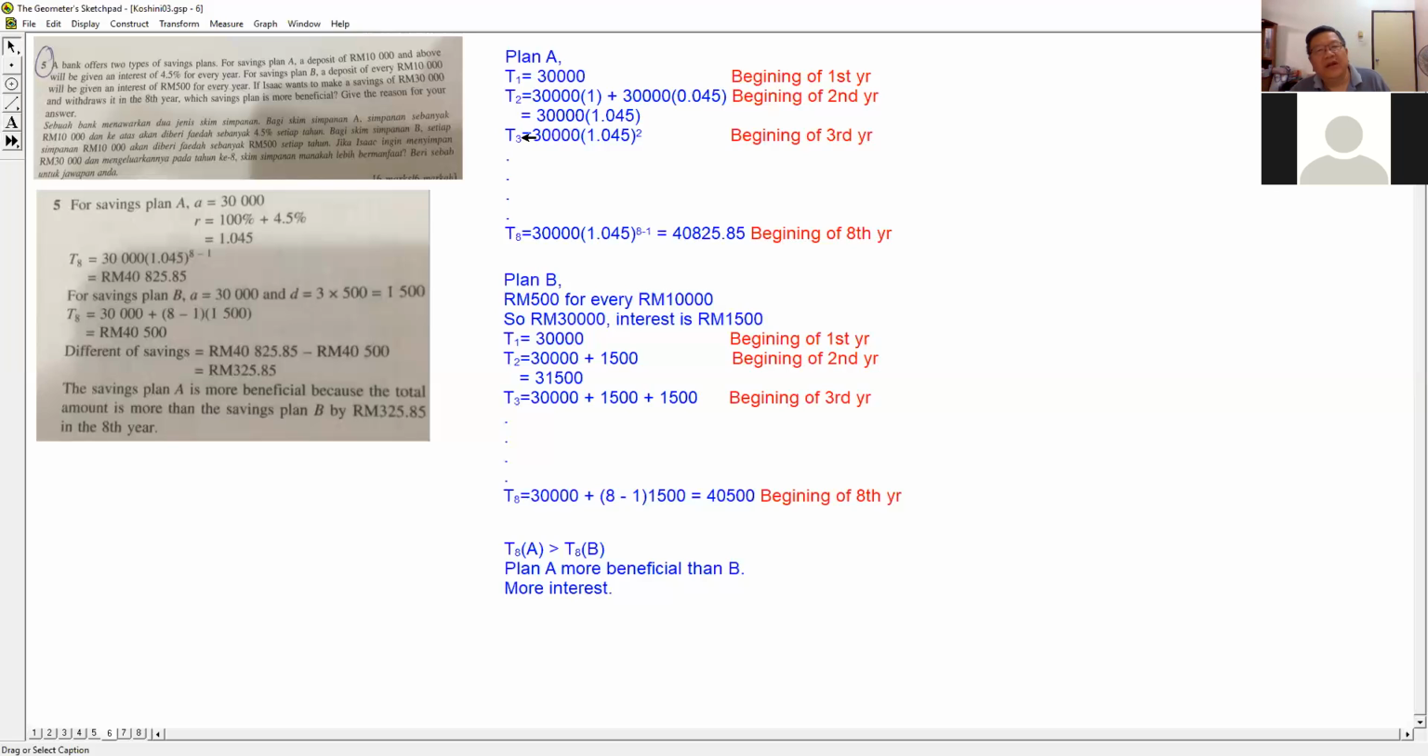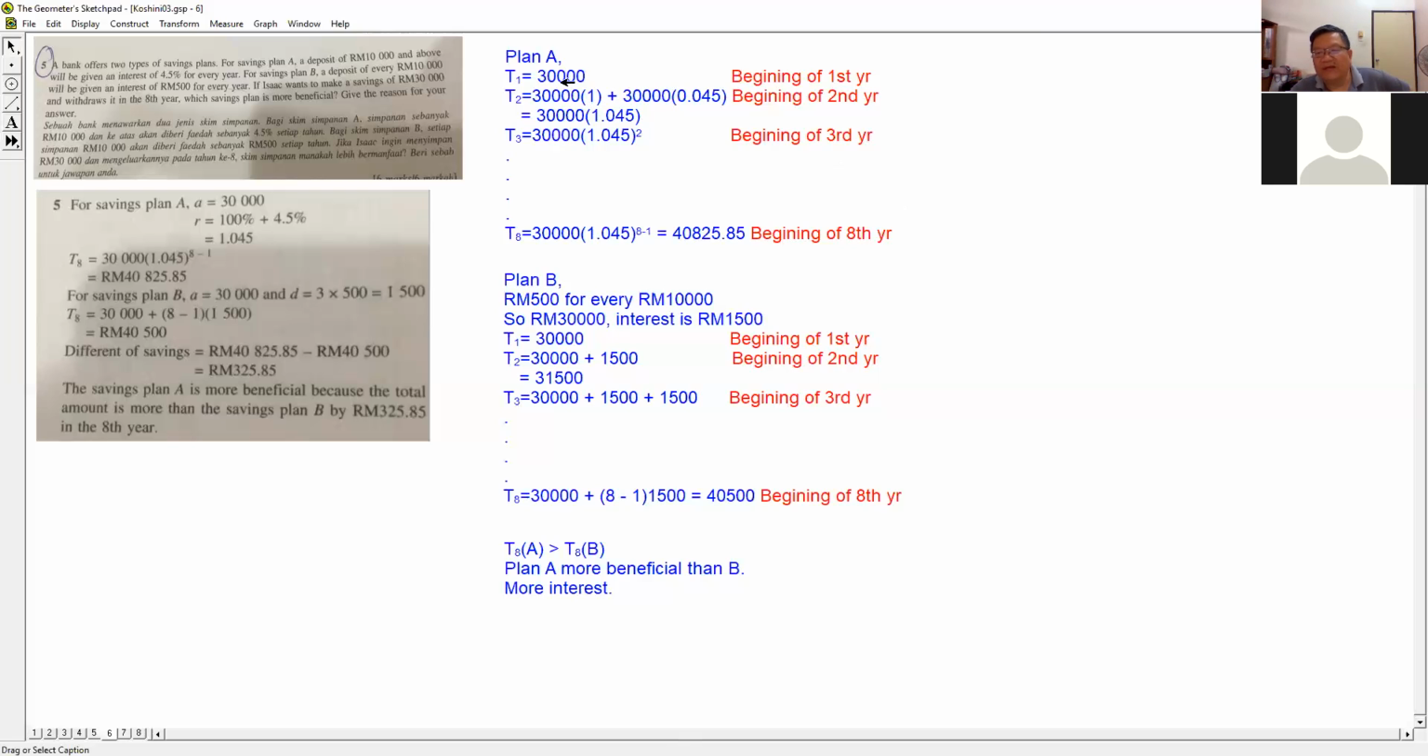Okay, now during the third year, you will get the interest for the first and second year. So that's why it's to the power of 2. Now this is during the third year, because the third year has not completed yet. So you will not get the interest for the third year. So the power here, the index here, is still 2. Okay or not? Can understand so far? Can or cannot?